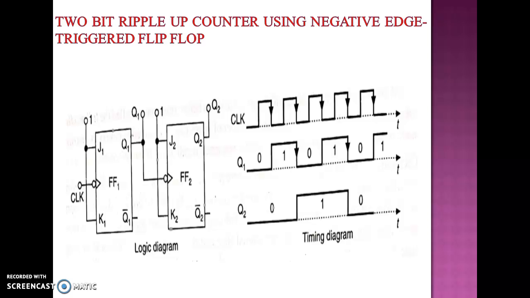At the third clock pulse, flip-flop 1 toggles. So Q1 changes from 0 to 1. This becomes a positive going signal applied to flip-flop 2 clock. Flip-flop 2 is not activated. Therefore, Q1 equal to 1 and Q2 equal to 1.